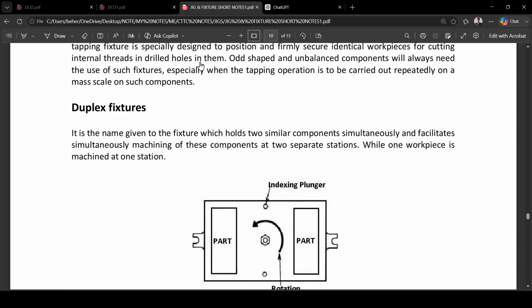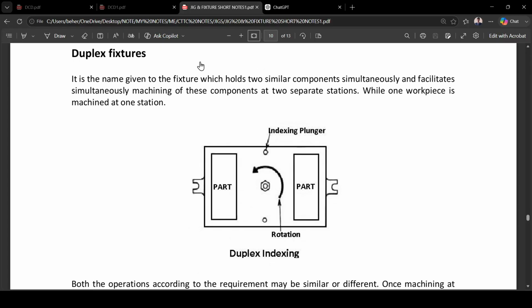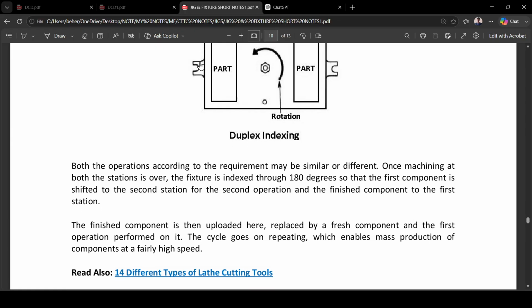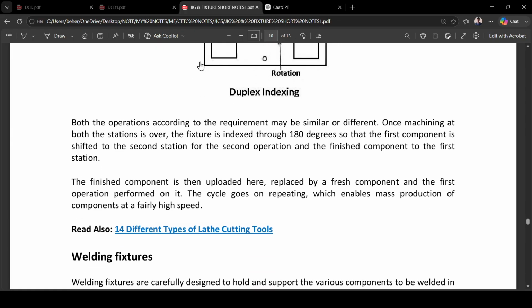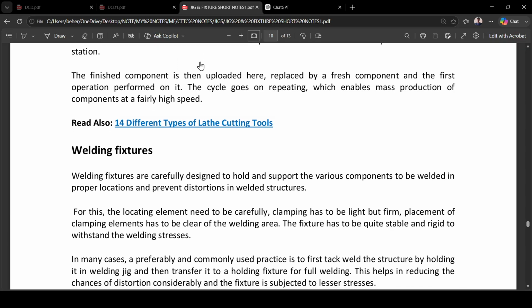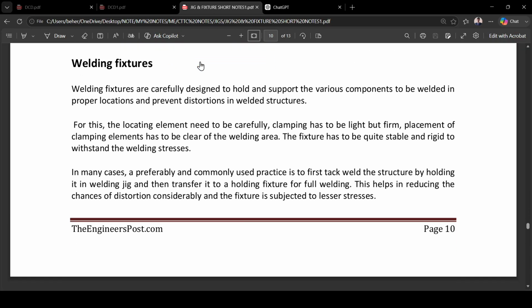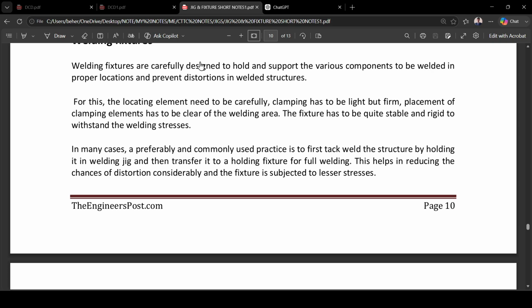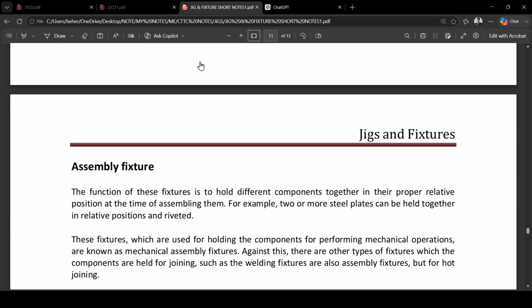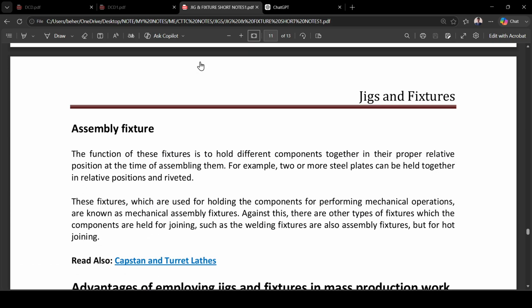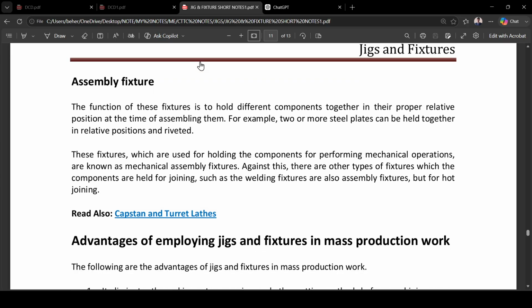What is duplex fixture? This is the duplex fixture. You can just read it. And what is the welding fixture? There are different types of welding fixtures. So we can read and write all these things. So what is assembly fixture?